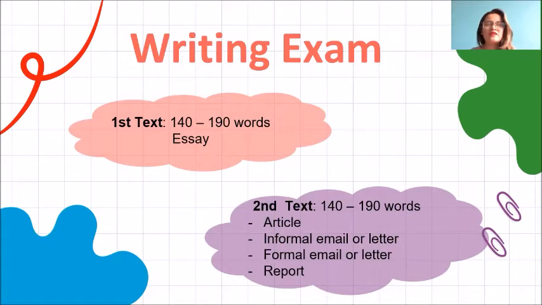And we can write an article, an informal email or letter, a formal email or letter, or a report. So the examiners will give you a grade based on 4 things, and these 4 things will be the content, communicative achievement, the organization, and the language you are using at the moment of the writing exam.